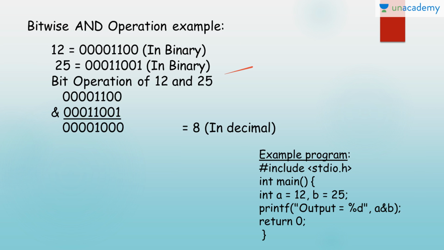So this is the example program for the above numbers we have taken, that is 12 and 25. A is 12, B is 25. The AND operation is done and the output is displayed. Output will be 8 on the screen.